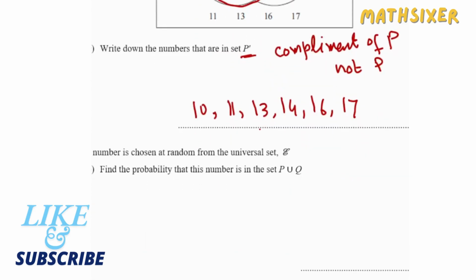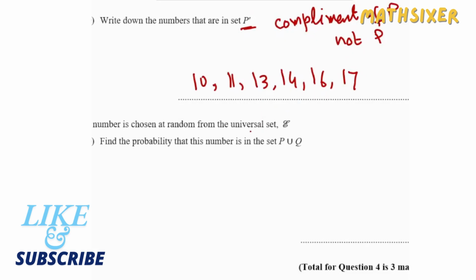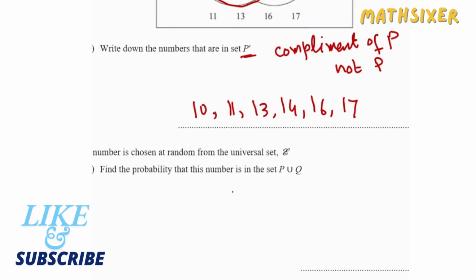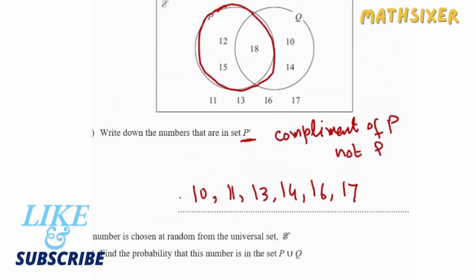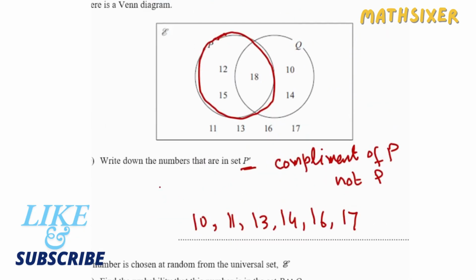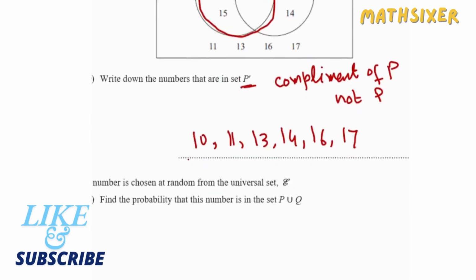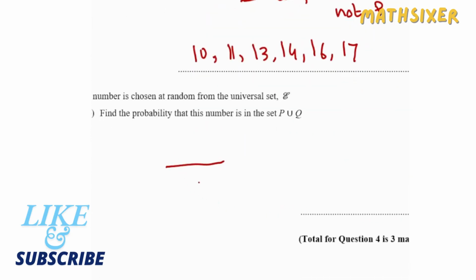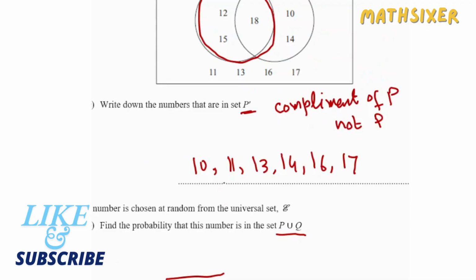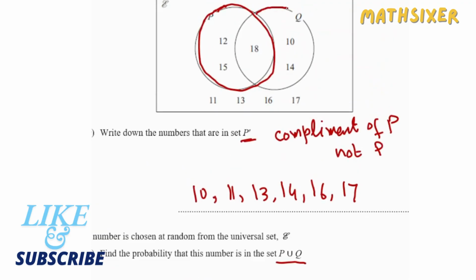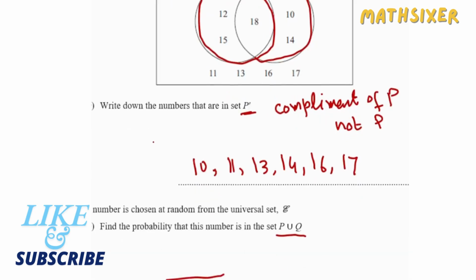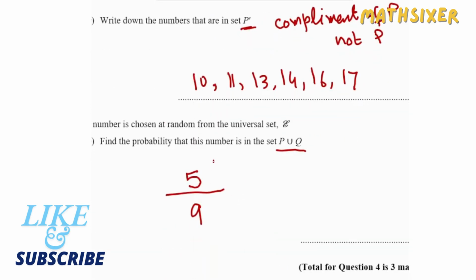It says a number is chosen at random from the universal set. Find the probability that this number is in the set P union Q. Let's see how many numbers are in the universal set. So let's count 1, 2, 3, 4, 5, 6, 7, 8, 9. So in the universal set we have 9 numbers. Now we're going to count how many numbers are in P union Q. So this is P and Q. So we have 1, 2, 3, 4, 5 numbers. So we're going to write down 5 out of 9.